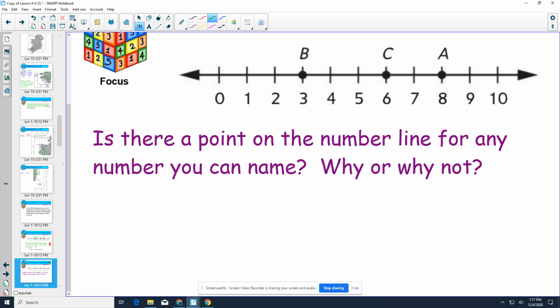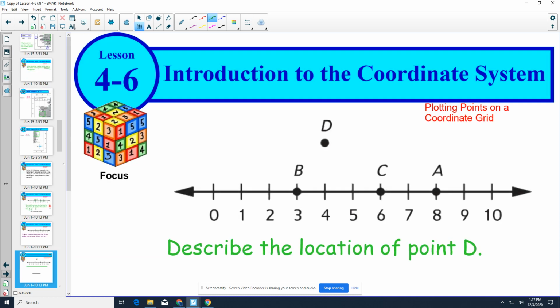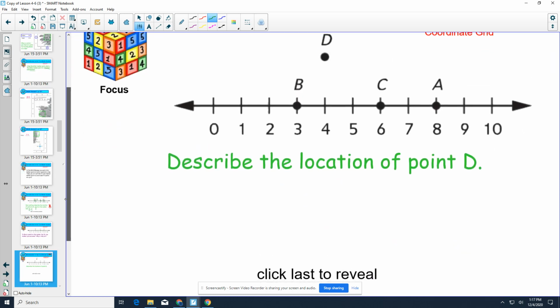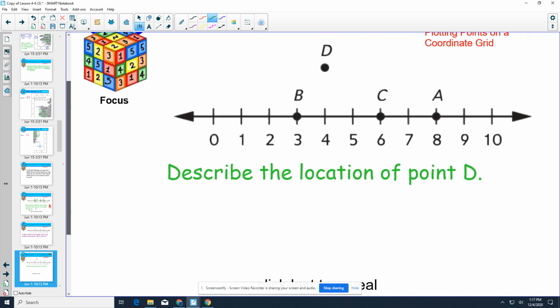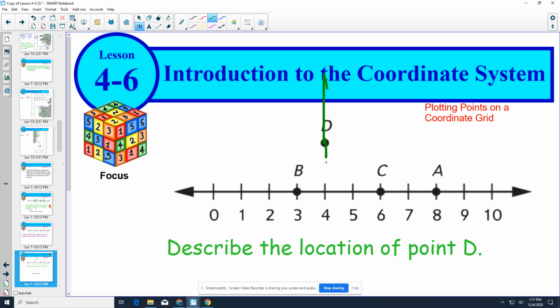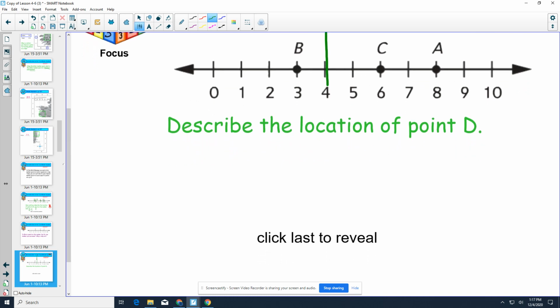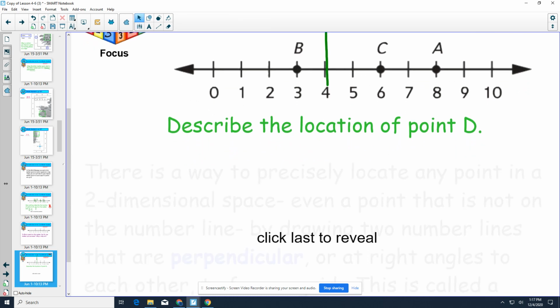Now, is there a point on the number line for any number you can name? Why or why not? When I look at it, I could plot it anywhere on here, and I think I could come up with a number. I could break it down into decimals and fractions. So, for example, maybe I break this down between 1 and 2 into 4, so I could say 1 and 1/4. If you start getting into really, really small pieces, like hundredths and thousandths, it might be a little bit trickier to do with a small number line. But let's look at D. It's way up here, but if I draw a line straight down, I would say it's barely more than 4, but I would pretty much describe it as 4, or just a little bit more.